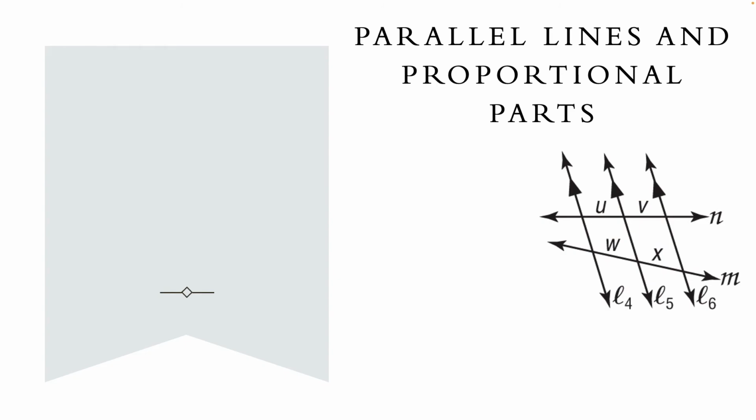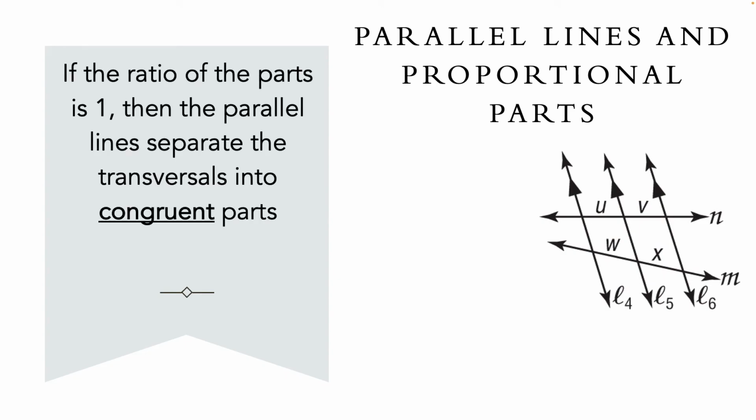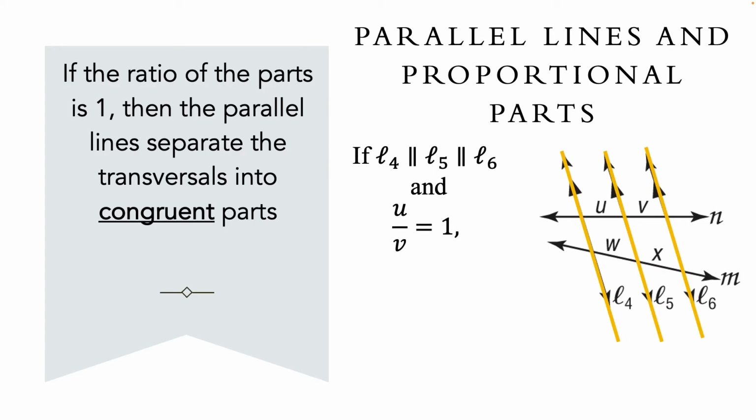Very similar to that is this. If the ratio of the parts is 1, then the parallel lines separate the transversals into congruent parts. Okay, that's a little bit confusing. So we've got our parallel lines, right? Line 4, line 5, and line 6. And what this is saying is that if U over V equals 1, meaning that U and V are congruent, then we know that W and X are also congruent.